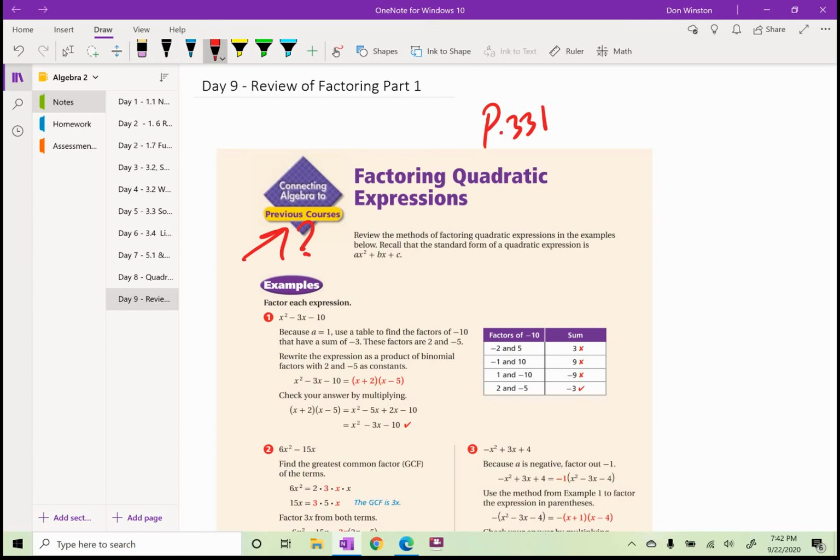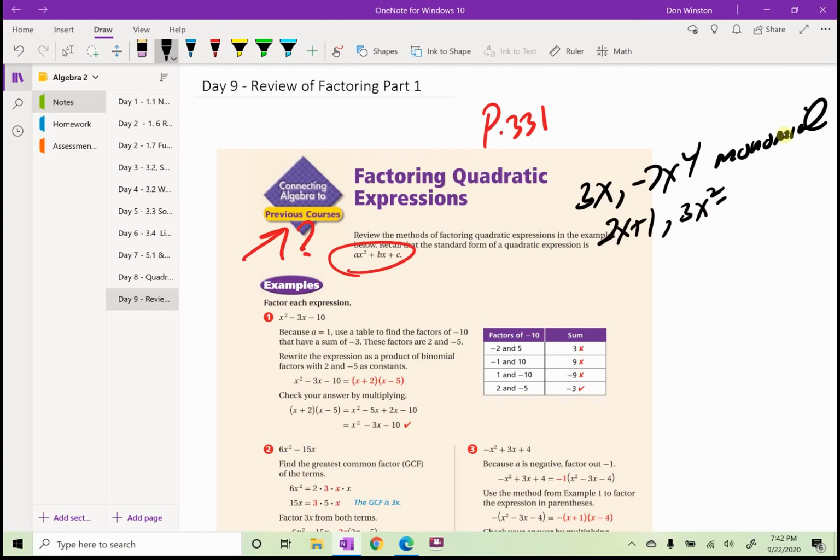So initially, we'll begin factoring trinomials of the form ax squared plus bx plus c. Okay, trinomial meaning three terms. We have something called monomials, which is one term, like 3x or negative 7x to the fourth. And then we have binomials, like 3 or 2x plus 1 or 3x squared minus 2. This would be called a binomial because we have two terms. And then we have a trinomial, meaning we have three terms, x squared minus 3x minus 10.